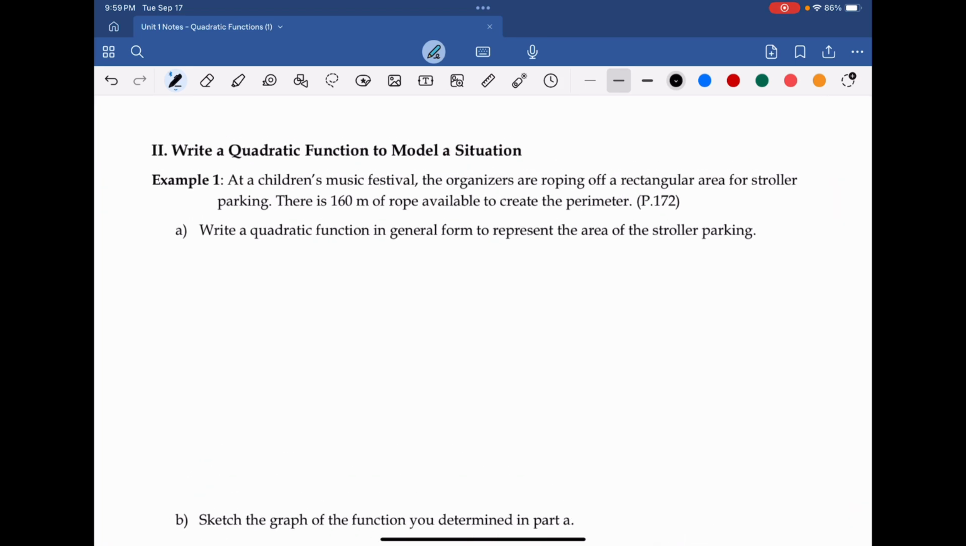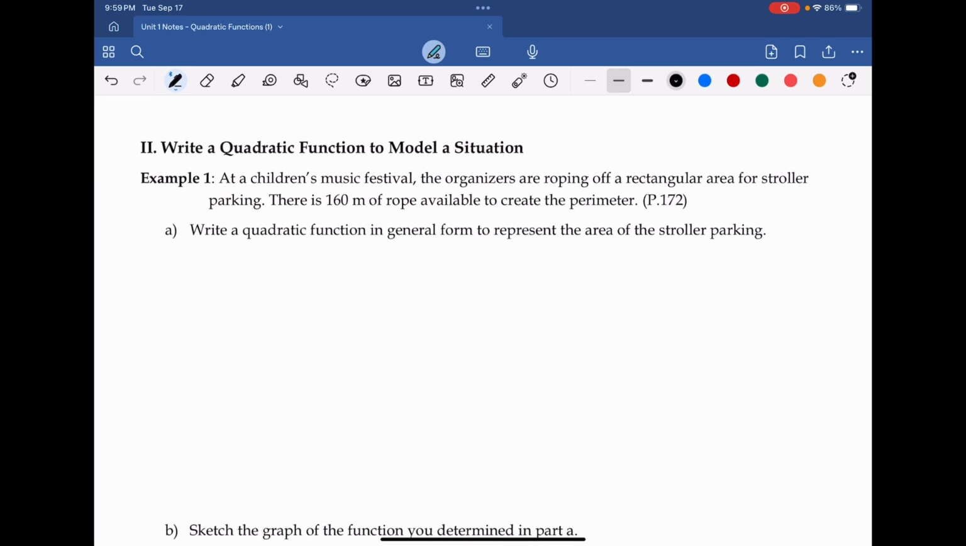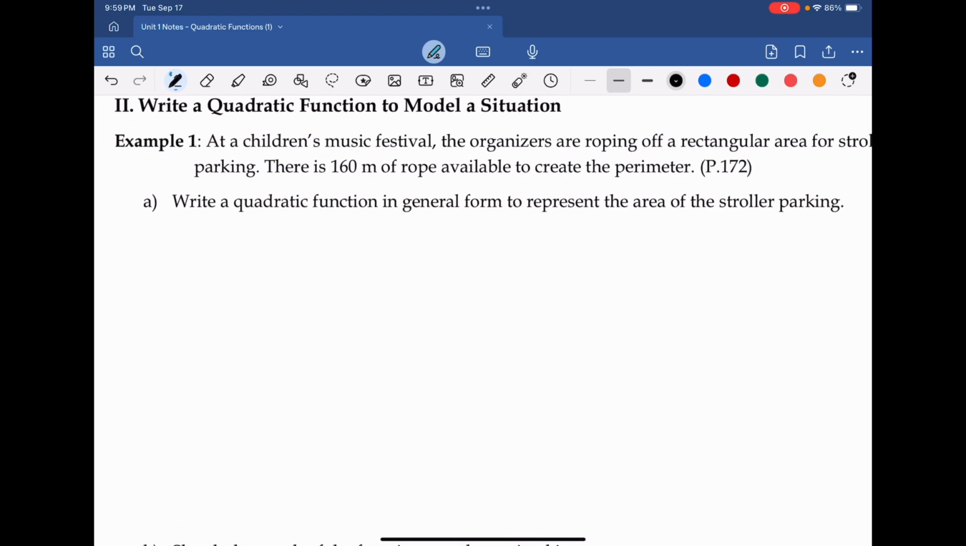Okay, example number 1. Given a quadratic function to model a situation, you're going to recognize this one again. We're going to deal with a perimeter equation. And when we have a perimeter equation, how do we solve for the maximum length and width and the maximum area that goes with that? Now, we could complete the square, but in the case of using quadratic functions in general form, we're actually going to graph this. So let's create a situation here.